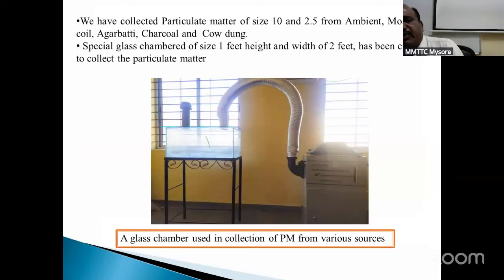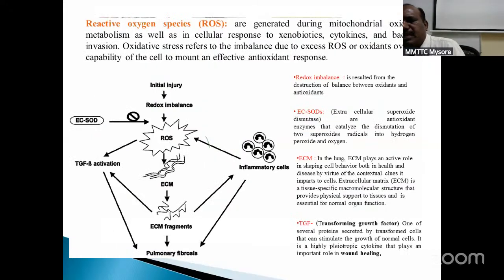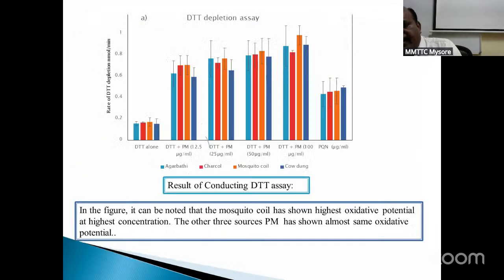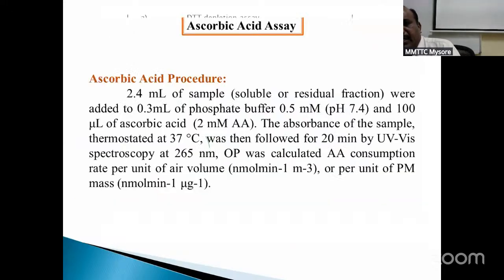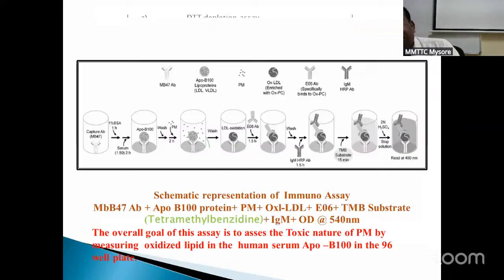Okay. Second aspect to this. This is the setup for collection of samples in my laboratory. See, cow dung, incense stick, charcoal, and also mosquito coil. How this reacts with oxygen forms ROS. Then the DTT assay we also did. Ascorbic acid also we did. These are our results from the first project.